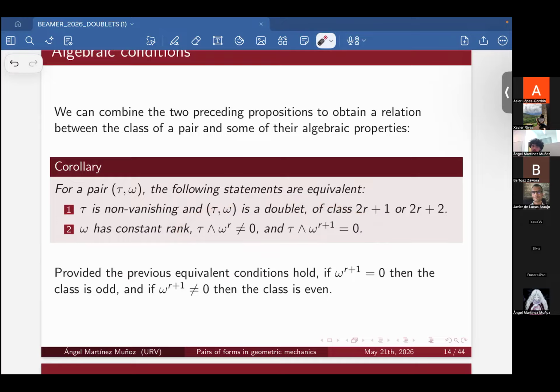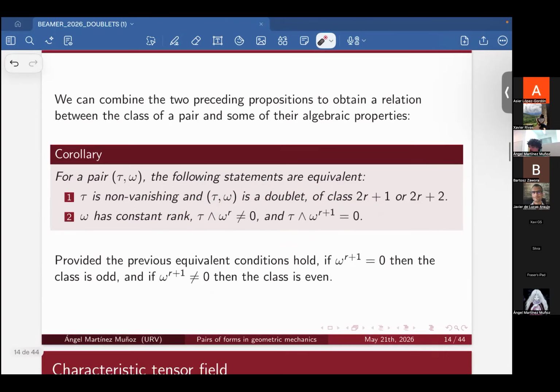As you can see, if you consider a one form and a two form and you just consider these two conditions, then they don't tell you that much because they don't tell you if the class is odd or even. And as you have seen, these two cases are pretty different because you have different objects there. So you need to take that into consideration. You cannot just consider these two conditions because you're leaving out a little bit of information.